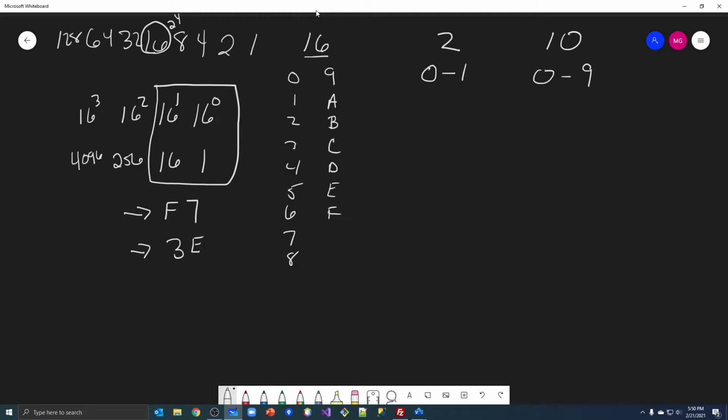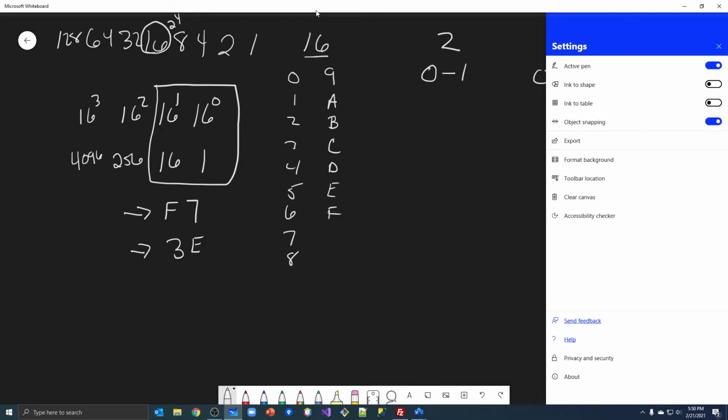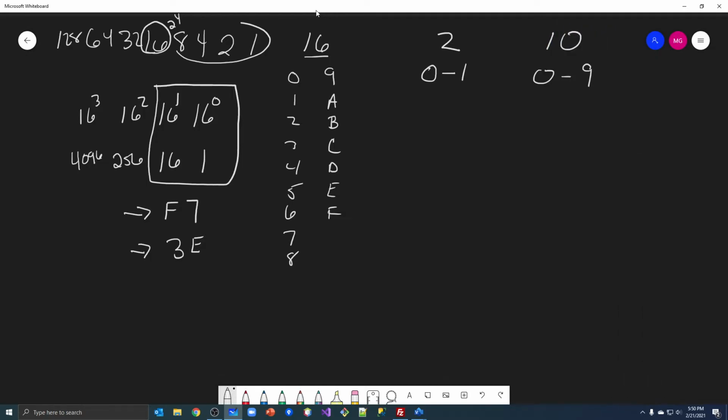Okay, so let me clear my canvas, and I will show you the easy way, because hexadecimal and binary conversions are really easy. And it's based on this idea that these 4 digits add up to 16.